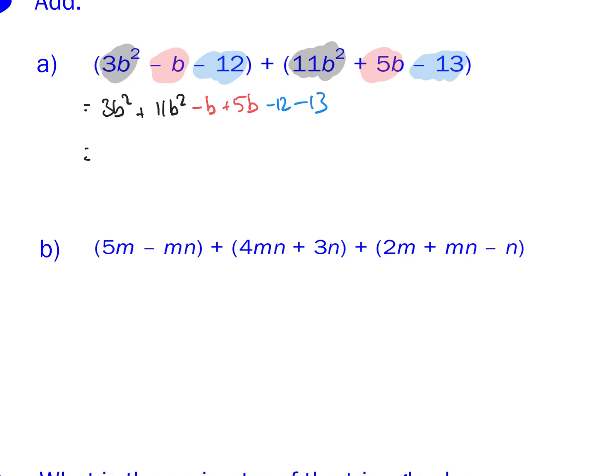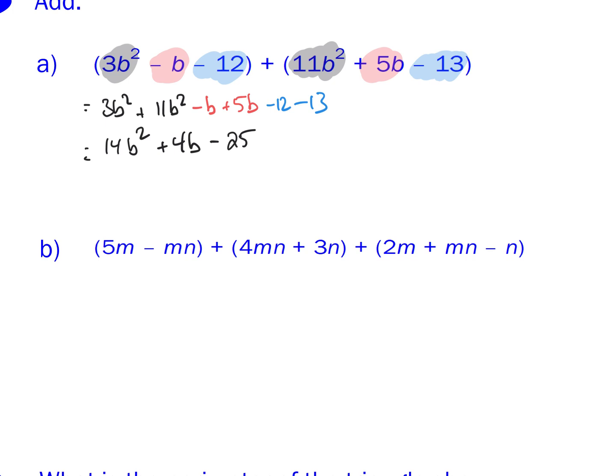How many b squares are we going to have all together? 14. Beautiful. 14 b squareds. How many b's will we have? 4. We'll have 4b. And whenever we say 4, 4 is the same as positive 4. We don't have to say positive 4. We can just say 4. And what do we have when we put our two numbers together? Negative 25. Indeed we do. We've got negative 25. And that's what we get as our fully simplified answer.